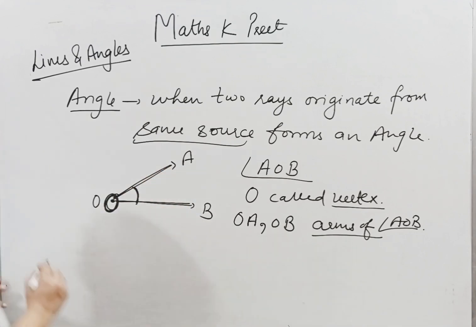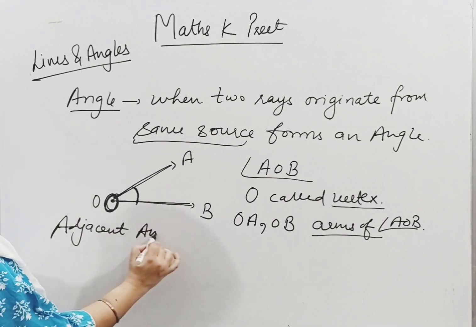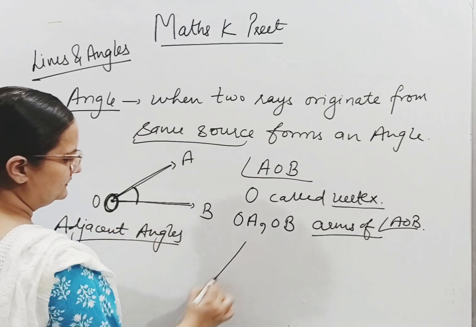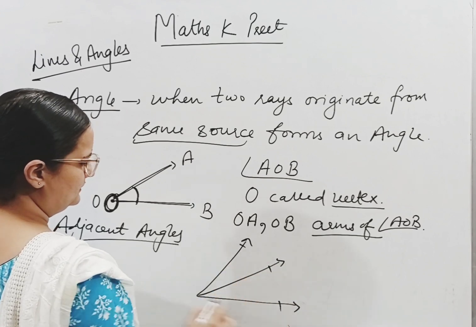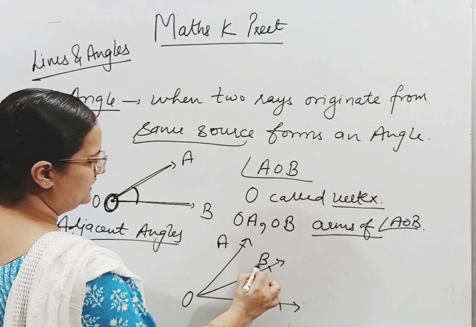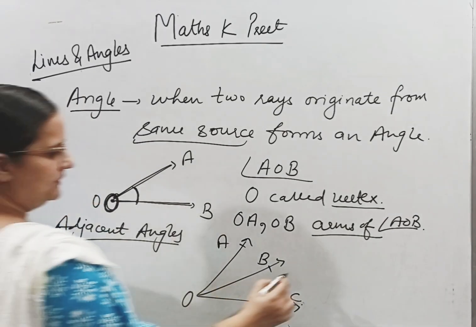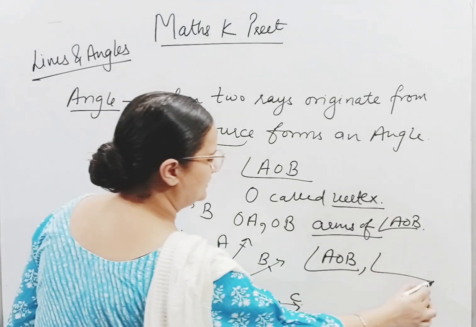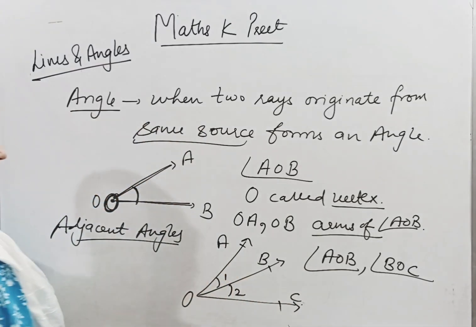Now let's take adjacent angles. I have uploaded shorts as well on such concepts. What are adjacent angles? Any two angles. Say I have AOBC. So here two angles, angle AOB and angle BOC. These two angles, angle 1 and angle 2, are adjacent.